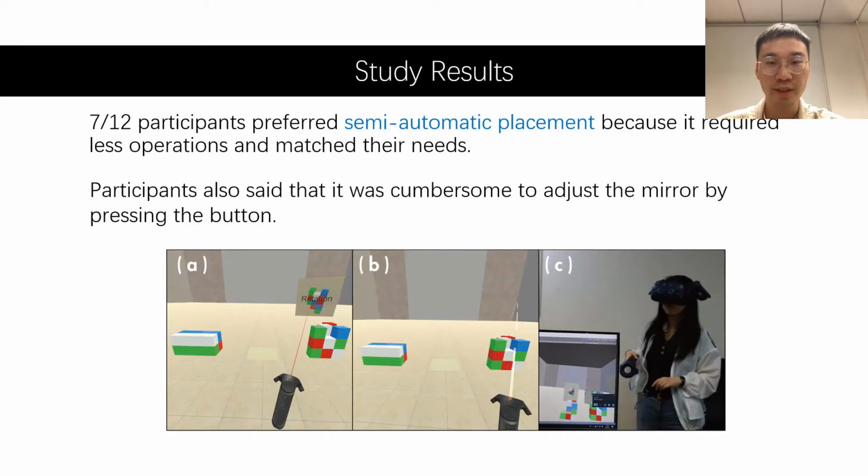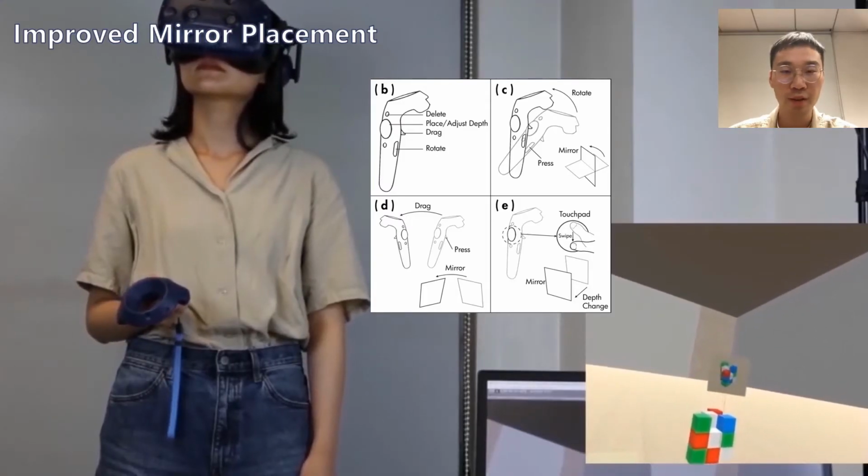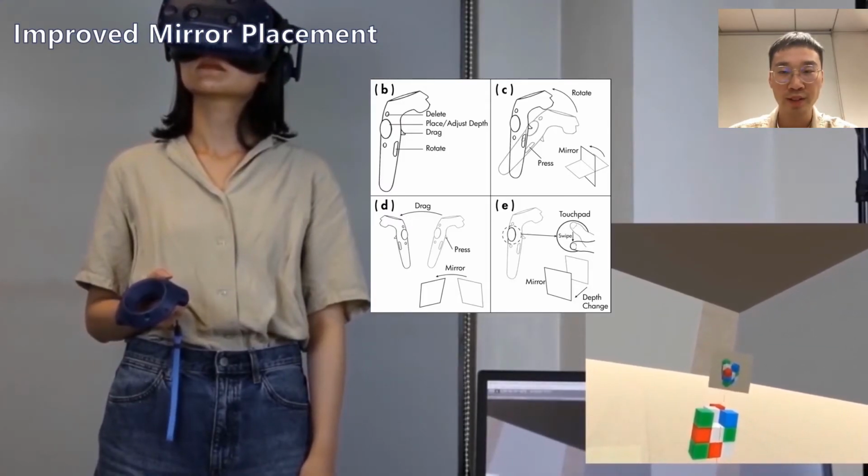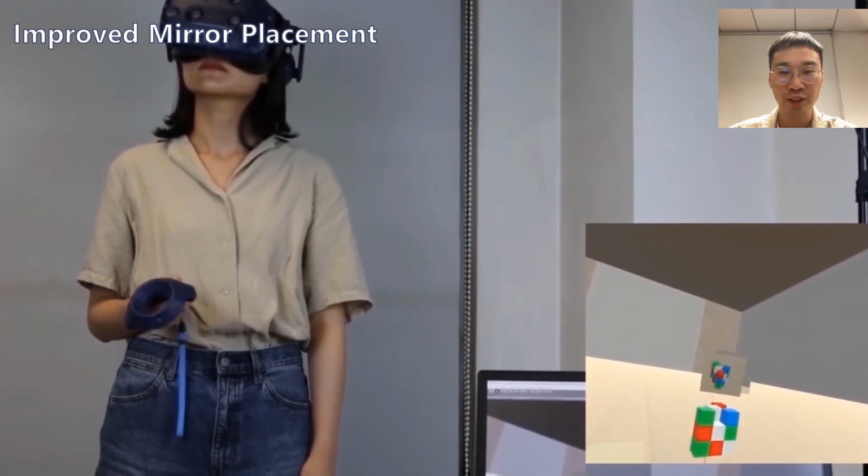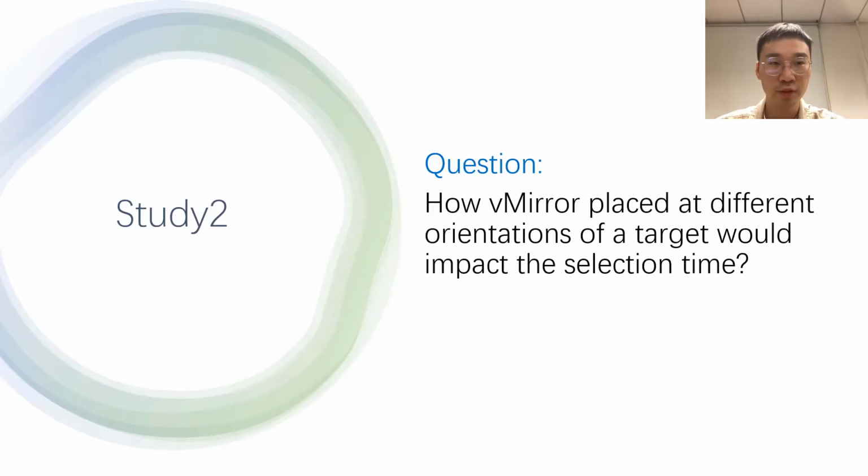Results show that 7 participants preferred semi-automatic placement because it required fewer operations and matched their needs. Participants also said that it was cumbersome to adjust the mirror by pressing the button. Based on the feedback, we adopted the semi-automatic mirror approach and replaced the button-based interface with motion gestures.